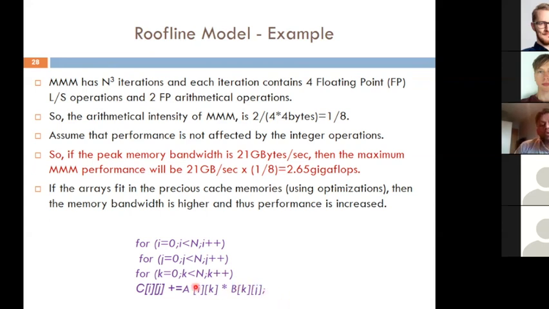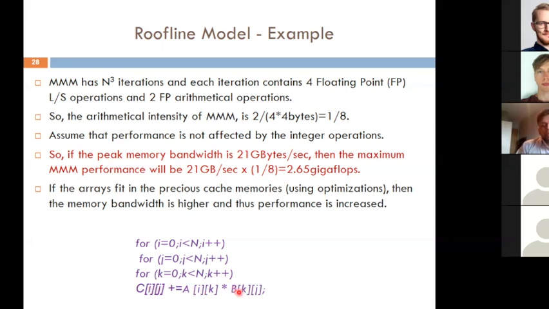Yeah, so we have three loads. Each load is loading 4 bytes because we are loading single precision floating points. A of I k is loading 4 bytes, another one, C of I j, is loading 4 bytes, and we are storing 4 bytes. So 12 bytes we are loading and 4 bytes we are storing.